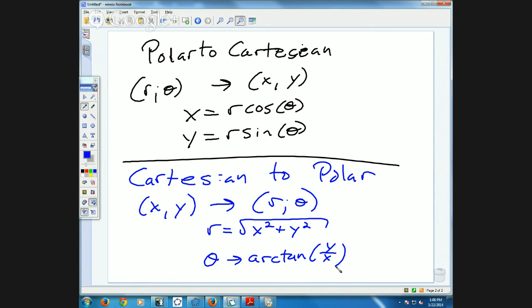Now, why did I say that there? Why might theta not exactly be equal to the arctangent of y over x? Anybody remember that from trigonometry? Why there's a slight problem here?